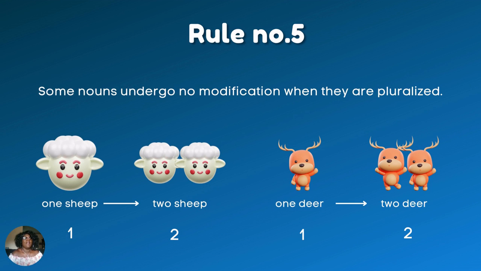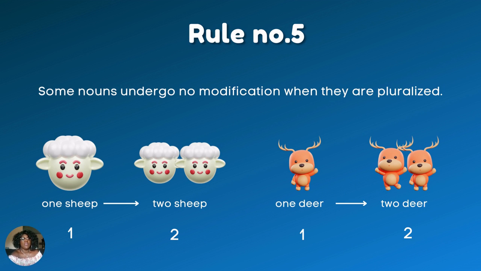Rule number 5. Some nouns undergo no modification when they are pluralized, meaning the spelling of the noun does not change. Example 1. One sheep. Sheep is the noun. To make it plural, we say two sheep. If you notice, the word sheep doesn't change in spelling from singular to plural. It stays the same. The spelling does not change.